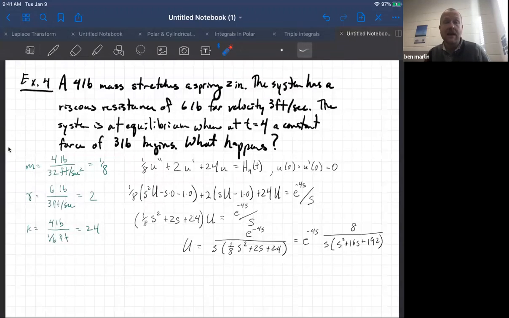Okay, so our last example here is going to be dealing with something where you've got an on-off switch, right? And I purposely tried to make this one not be horrifyingly complicated, but it is. So the setup we've got this time: a 4-pound mass stretches the spring 2 inches, the system has a viscous resistance, and the system is at equilibrium. That means that u of 0 and u prime of 0 both turn out to be 0, okay? And at t equals 4, we have a constant force of 3 pounds being applied.